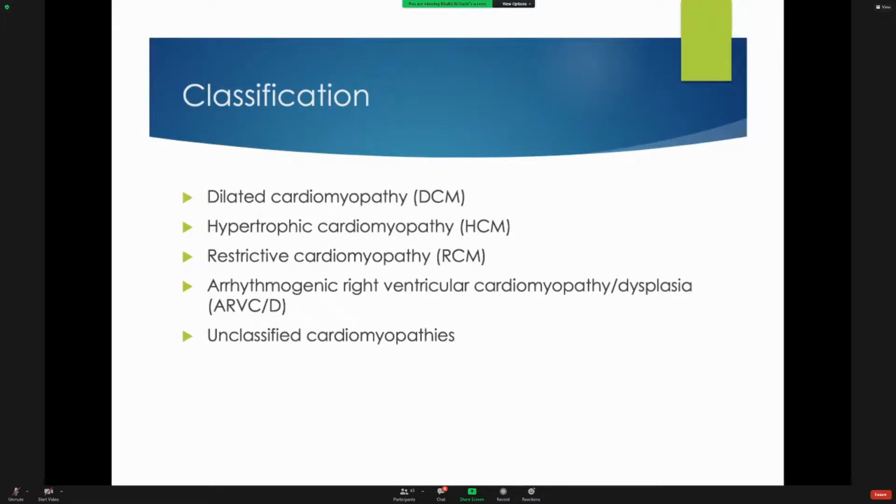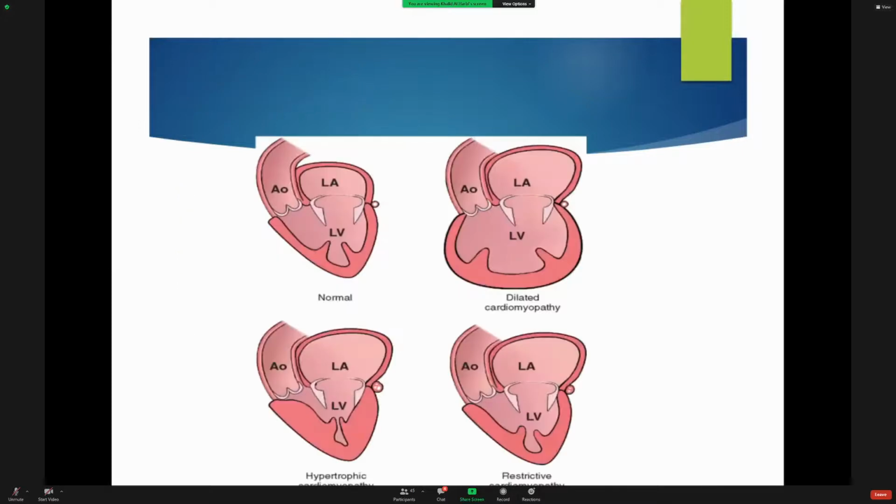You might see a different classification than this. There is dilated cardiomyopathy, hypertrophic cardiomyopathy, restrictive, arrhythmogenic right ventricular cardiomyopathy, which is very rare, and we have unclassified cardiomyopathy, where we don't know which class we should put it under. So this is the physiology and this is the pathophysiology.